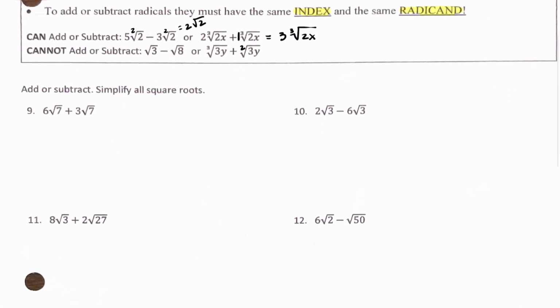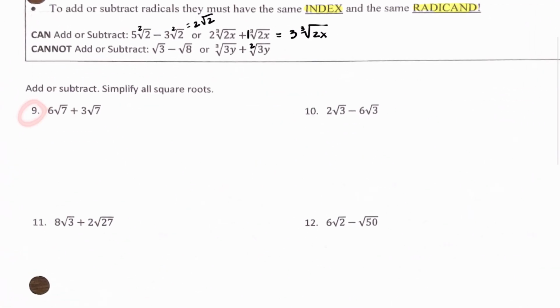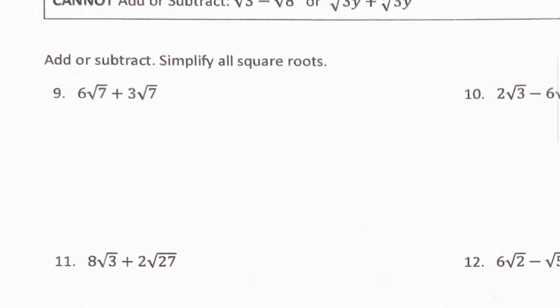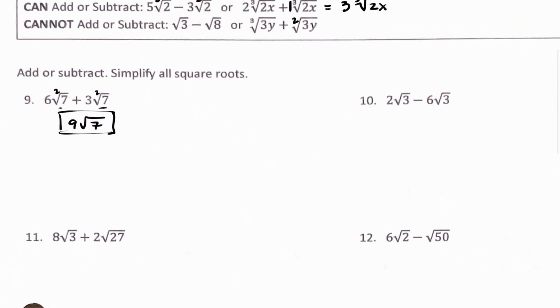So what we're going to do now is we're going to look at number 9. I have 6 root 7 plus 3 root 7. And because we have the same indices, they both have a 2, and we have the same radicands, they both have the square root of 7, I can definitely combine these 2 things. So how many root 7s are there? There are 9 root 7s. Okay, so that's number 9.